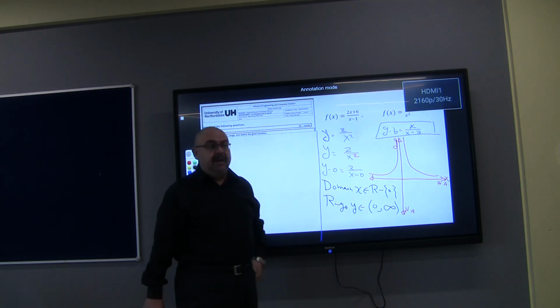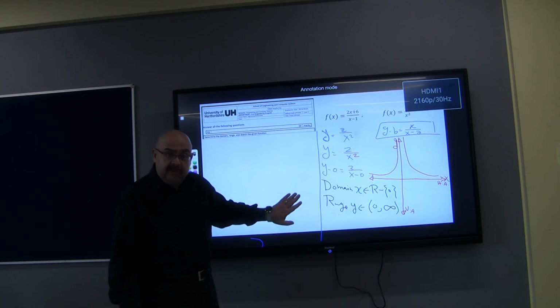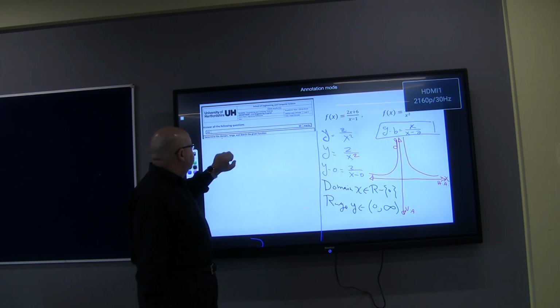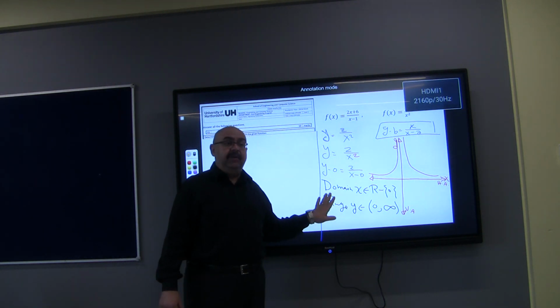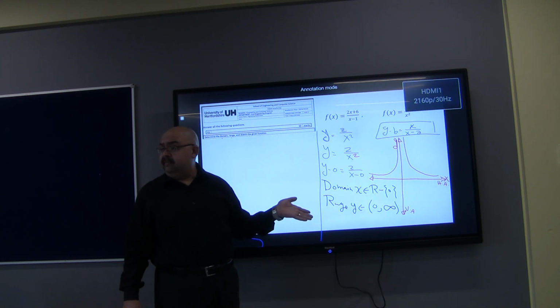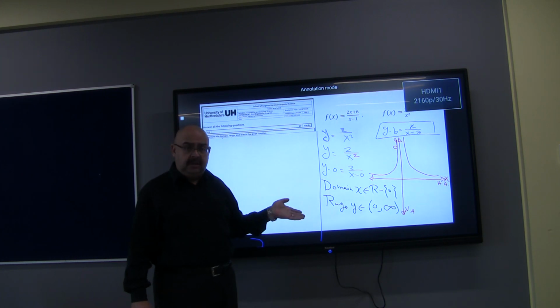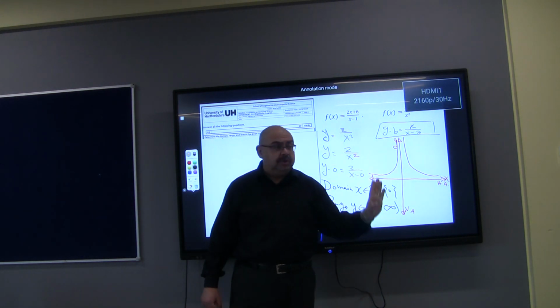Now if I look at the other function, I got full credit, full marks for this problem. It's required to find the domain, the range, and give a sketch for this function. If I want to ask you, is it invertible? Is it one-to-one? No, it is not a one-to-one function. Is it a function at all? Yes. If you have a vertical line, it will have only one point.